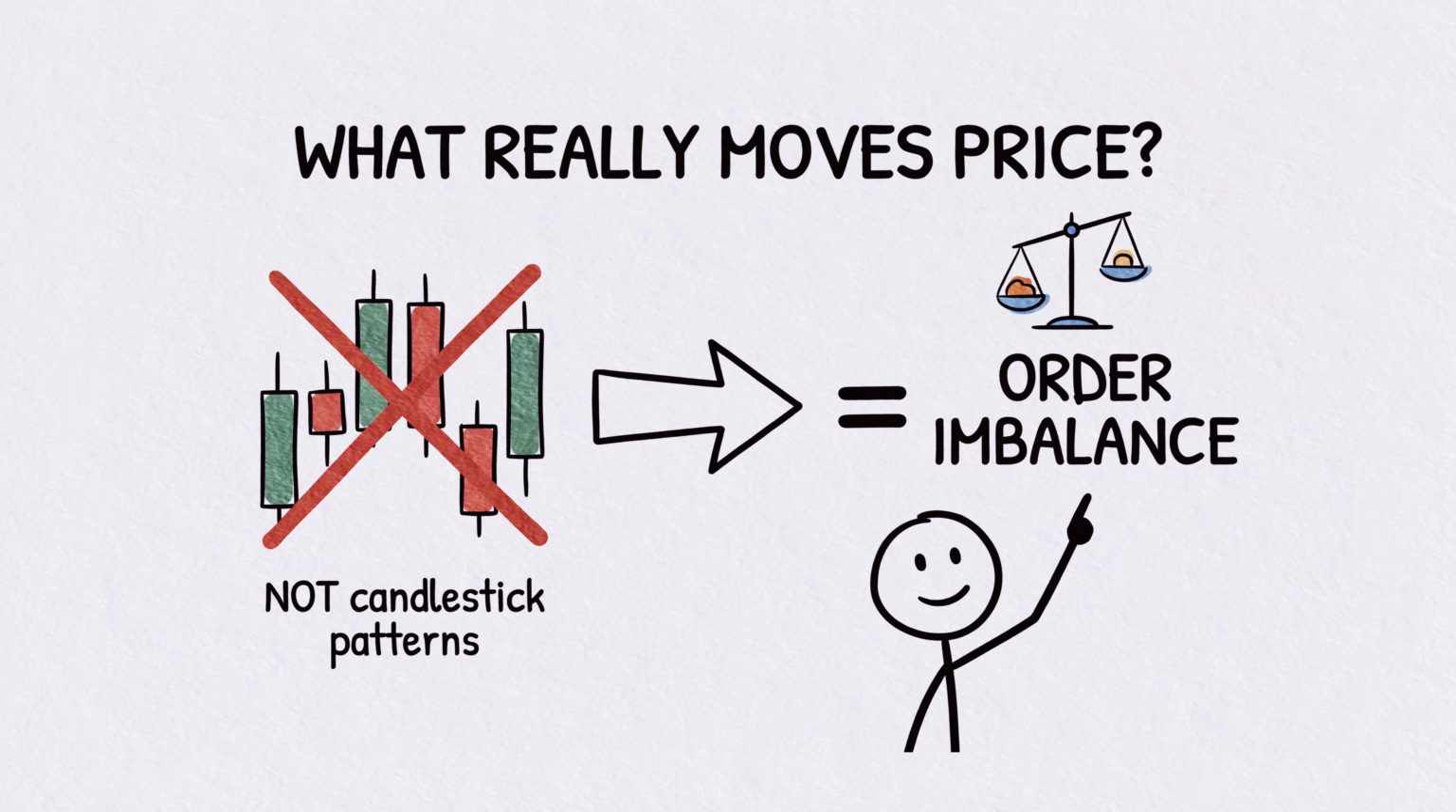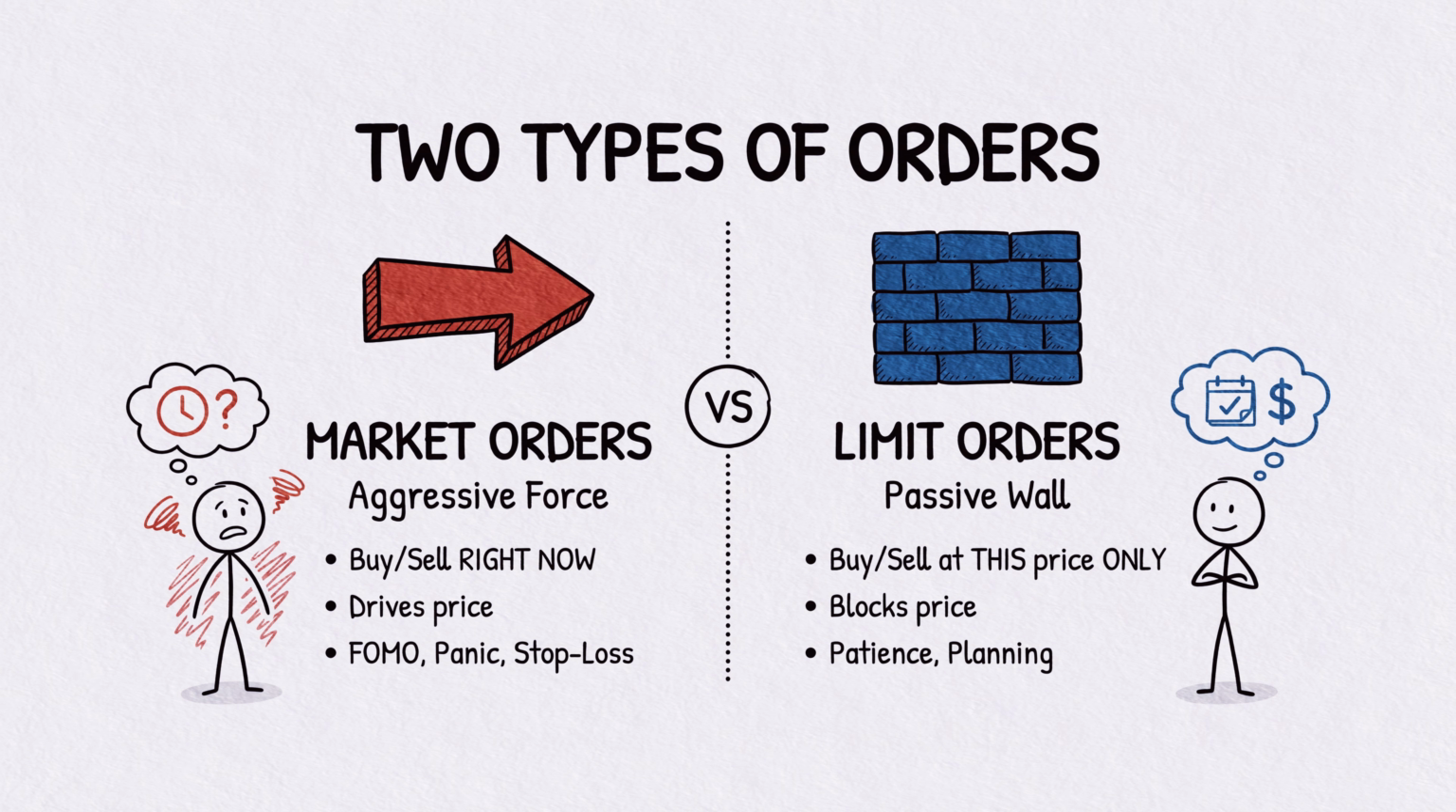Most traders look at a chart and think, price moves because of candlestick patterns. That's not actually the case. Price moves because of one thing only: absolute imbalance between 2 types of orders. The first type, market orders.